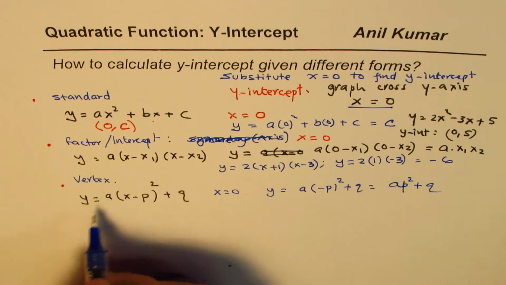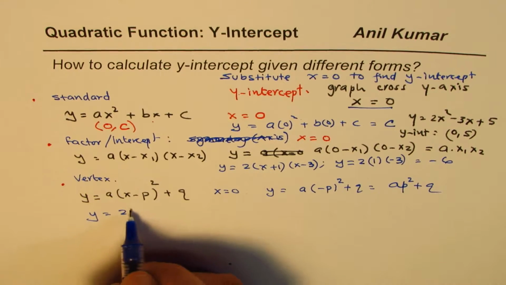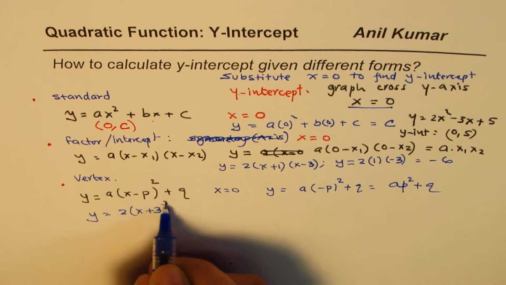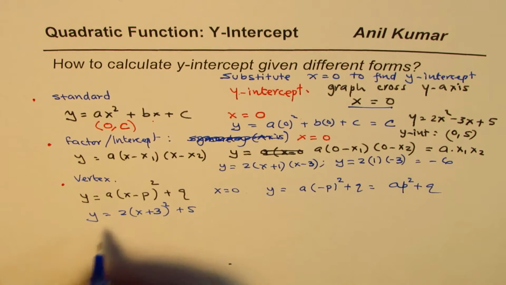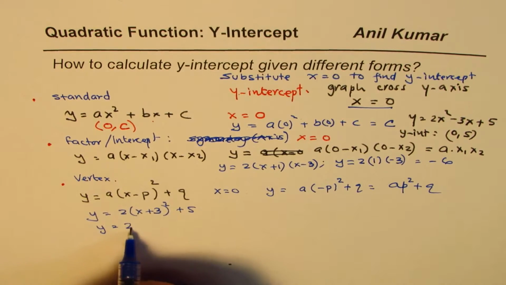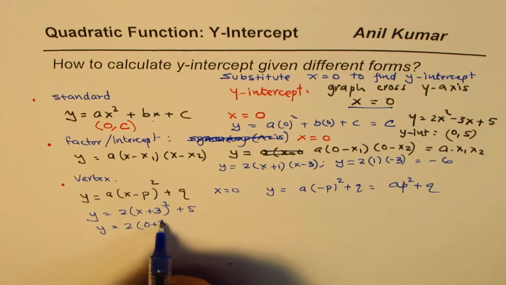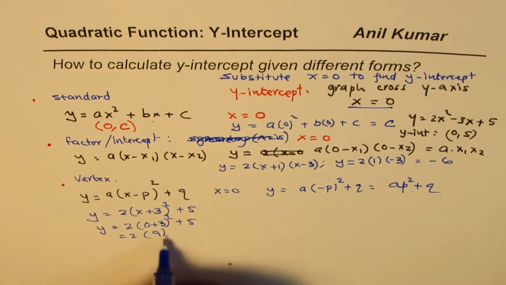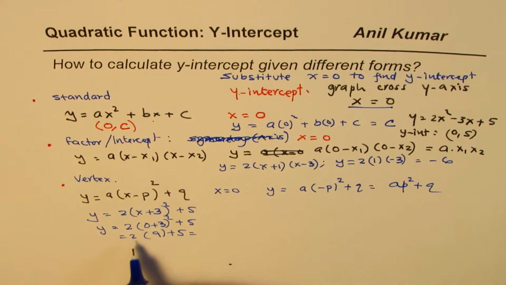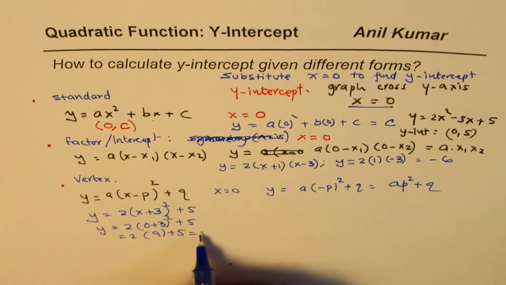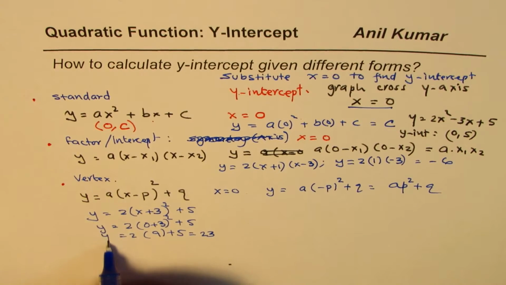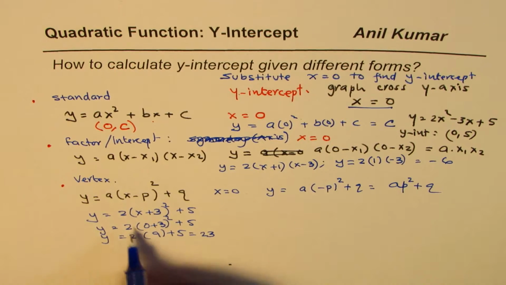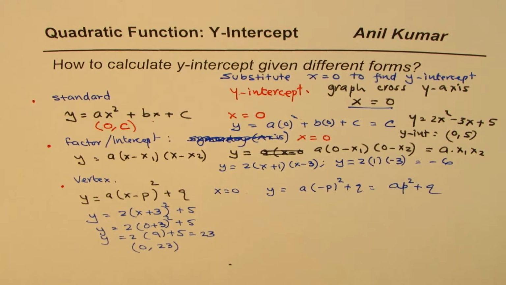So let's take up an example. If I have y equals 2 times (x plus 3) whole squared plus 5, and if I substitute 0 here, I get y equals 2 times (0 plus 3) whole squared plus 5. And that is 2 times 9 plus 5, and that is 18 plus 5, right? So 23. So y equals 23 is the y-intercept in this case. So simple as that, 0 is the x value, the y-intercept is 23. Do you get the idea?